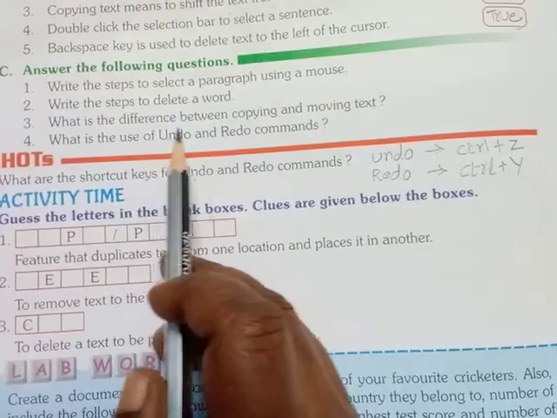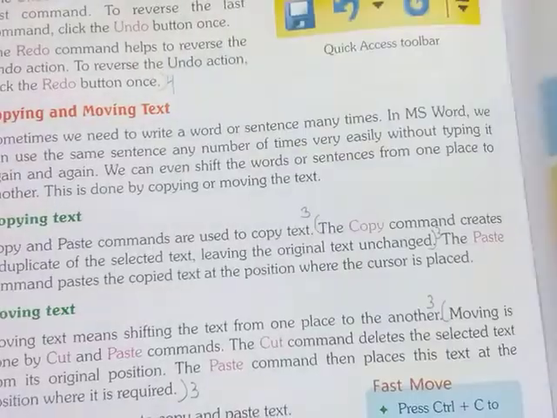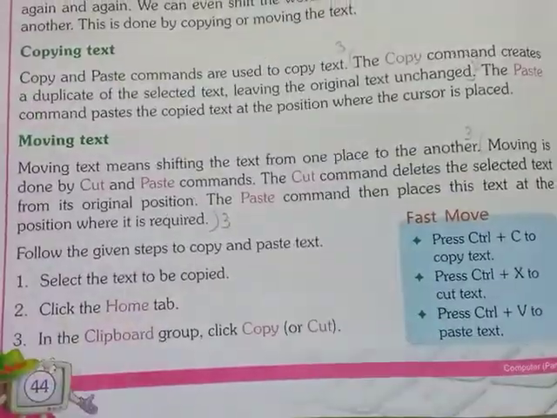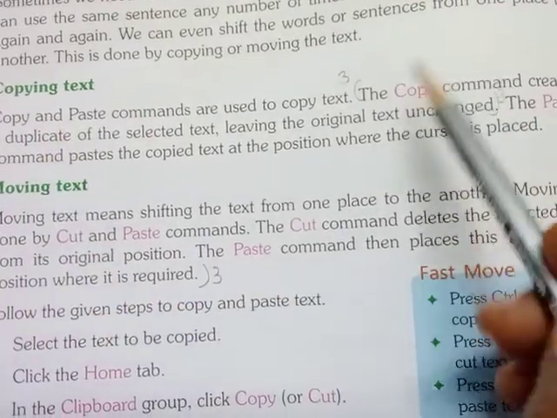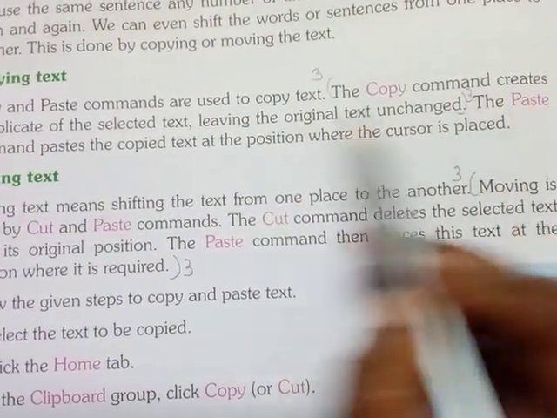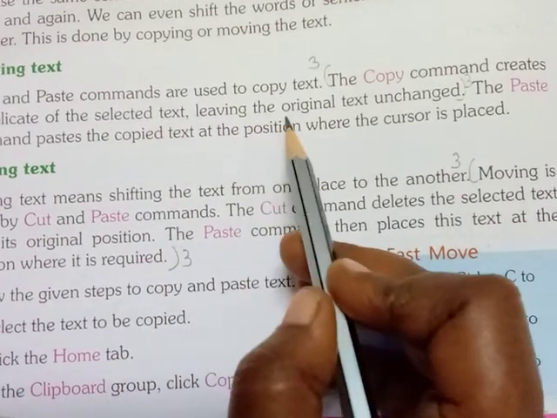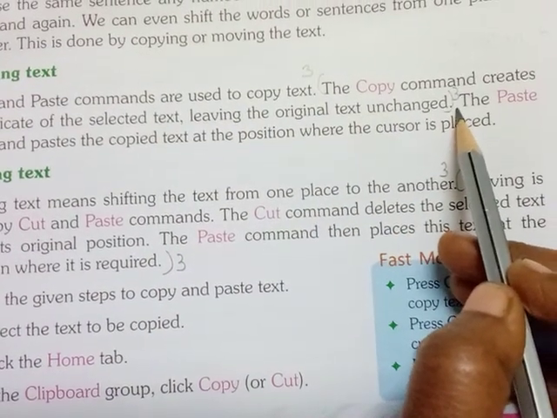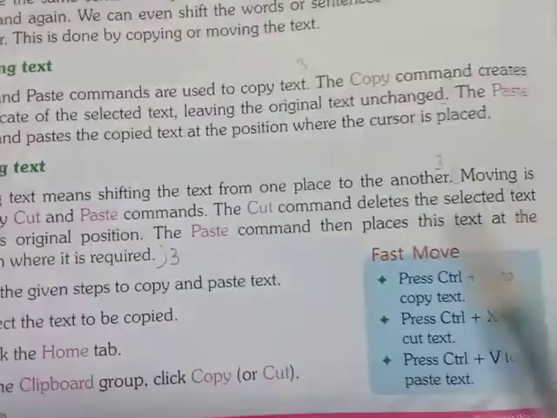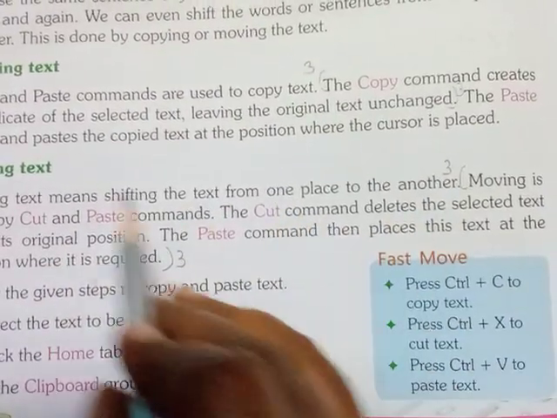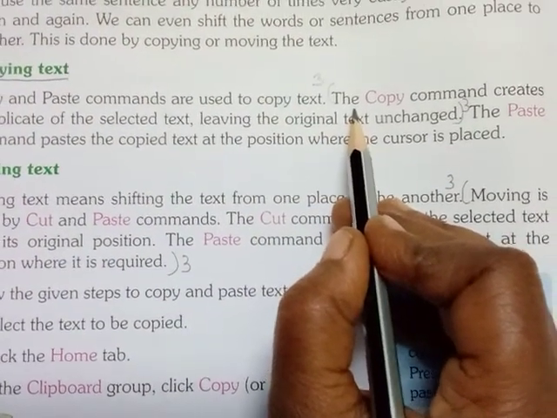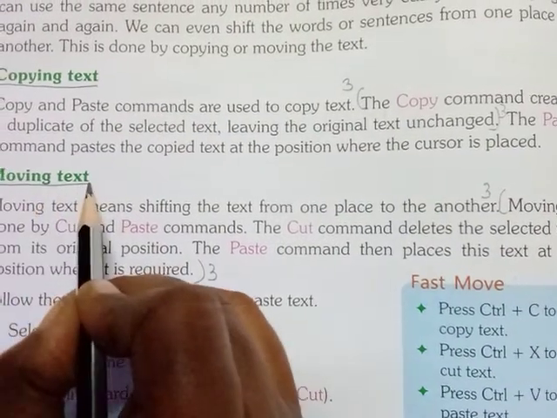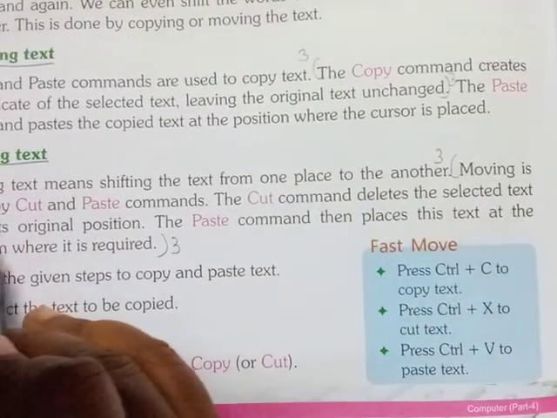And next, what is third question, children? What is the difference between copying and moving text? For this, see page number 44. Copying text is there, no, side heading. In this paragraph, here, the copy command creates a duplicate of the selected text, leaving the original text unchanged. This point, you have to write this also. First you put side heading copying a text and write this point. Okay. Next put side heading moving a text and write moving is done by cut and paste commands.